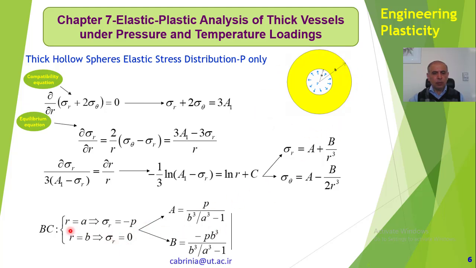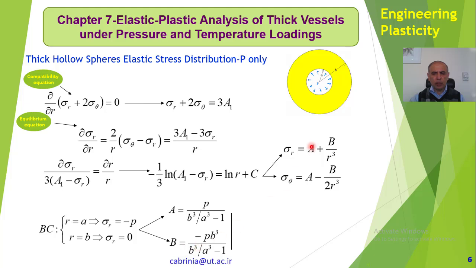Therefore, if we put these boundary conditions in here, put r equal to a, sigma r equal to minus p, and put r equal to b, sigma r equal to 0. So we get two equations with two unknowns A and B, and therefore A and B could be determined like this. A is p divided by b cube over a cube minus 1, B is equal to minus p, b cube over a cube minus 1. Okay, therefore A and B are known.